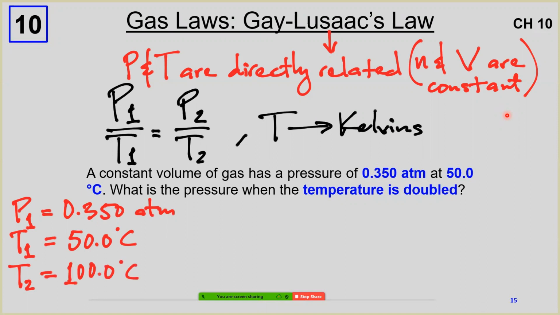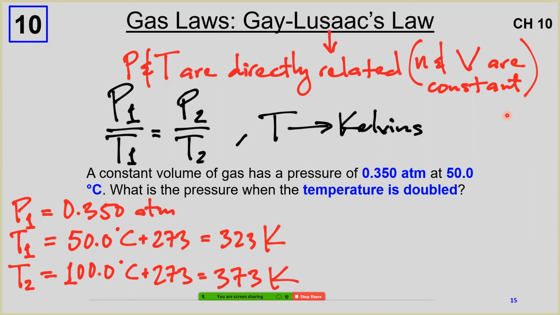So now I can convert them to kelvins by adding 273. You're going to have to double it before you convert it to kelvins. So 50 plus 273 is 323 kelvins. 100 plus 273 is 373 kelvins. So the question now is, what would be the final pressure at 373 kelvins?